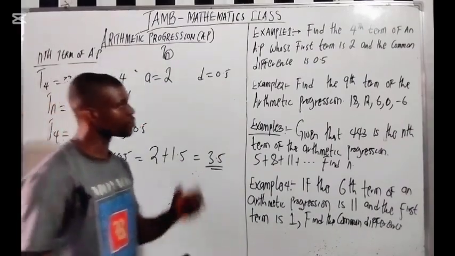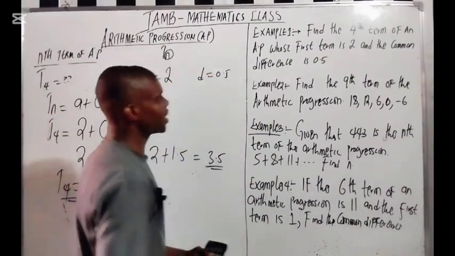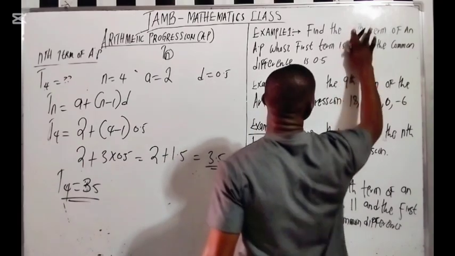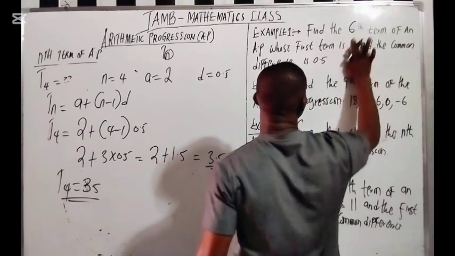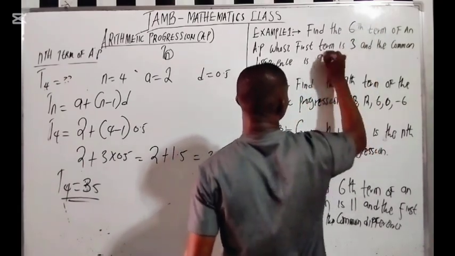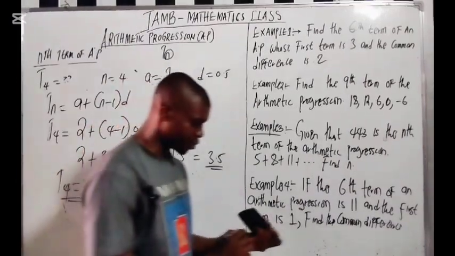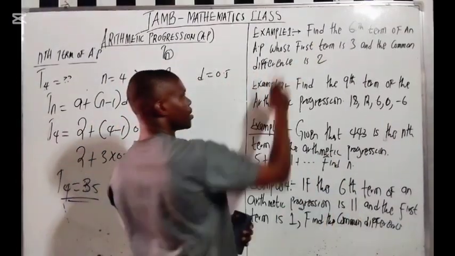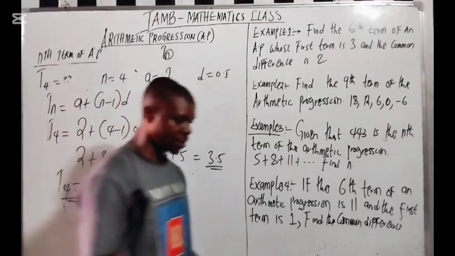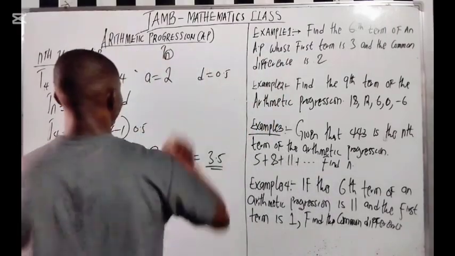But now let's say we increase it to the sixth term, with first term 3 and common difference 2. Go ahead and find the sixth term of the progression. Very important. Let me move to the second question.